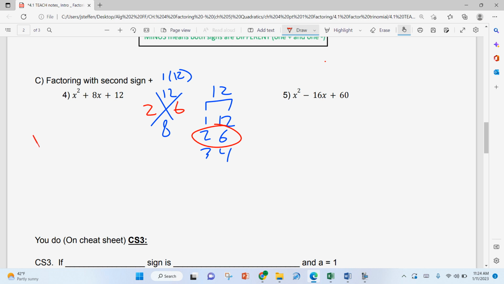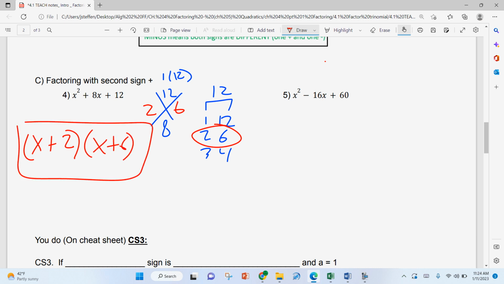Then we put those in our parentheses: x plus 2, x plus 6. We do not have a leading coefficient, so we are done. That's it. That's your answer. Hopefully not too bad. And if it is, hopefully when you do a couple of these, that's all we're doing today, they get a little bit easier.